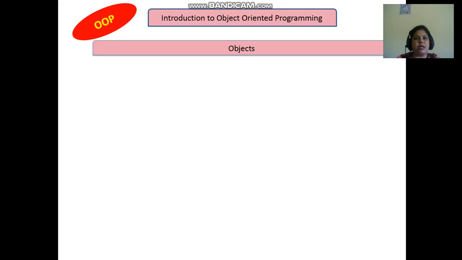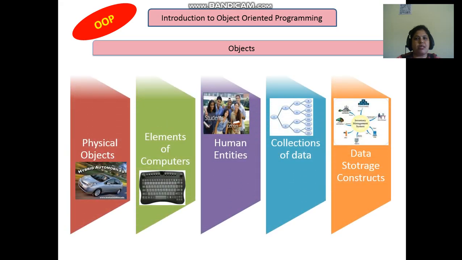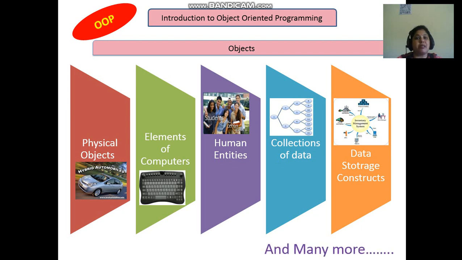Now in the real world, all physical objects like a car, a key, a printer, a chair, a table, a cupboard, everything becomes a physical object. Every element of a computer can become an object, every human entity can become an object. Each and every data, whether an integer or a float, when combined together can become an object. Different data storage constructs can become an object. Many more things can be termed objects.